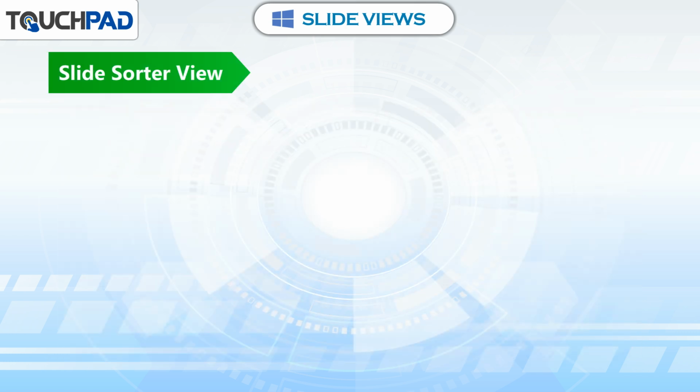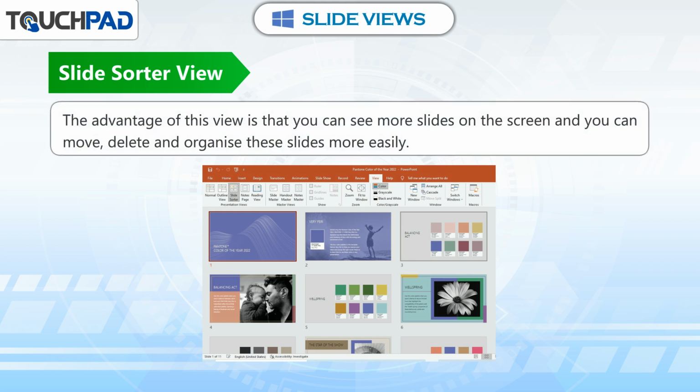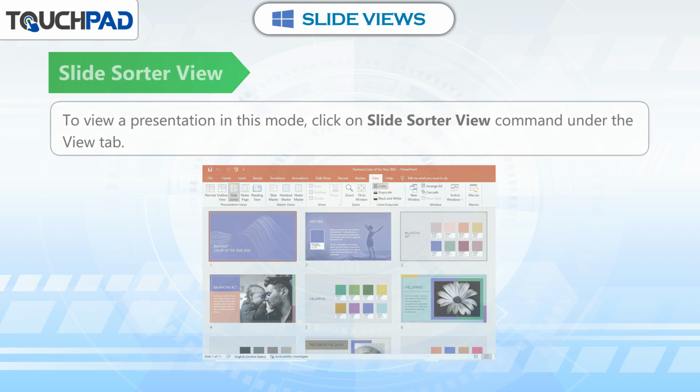Slide sorter view. This view shows all the slides of a presentation as thumbnails and allows you to change their order. The advantage of this view is that you can see more slides on the screen and you can move, delete, and organize these slides more easily. To view a presentation in this mode, click on Slide Sorter View command under the View tab.